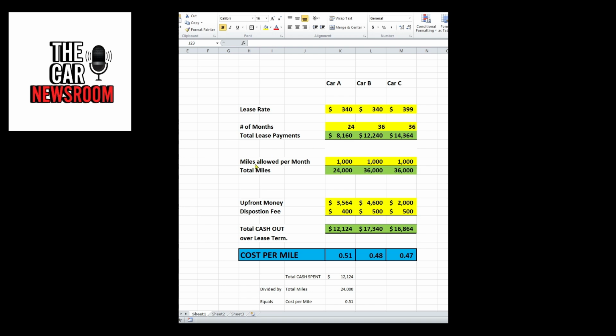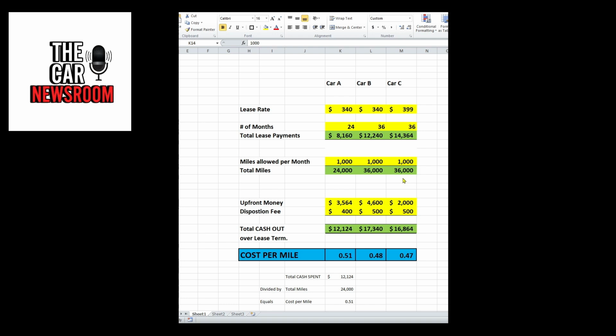Then you're going to see how many miles per month you are allowed in your lease. Most of them are going to be around 1,000 miles. That's what we assumed on these; yours may be a little less or a little more. Again, just plug the numbers in and have Excel do the work for you. So 1,000 miles per month times the number of months equals 24,000 miles for car A. Car B is 36,000 miles and car C is 36,000.